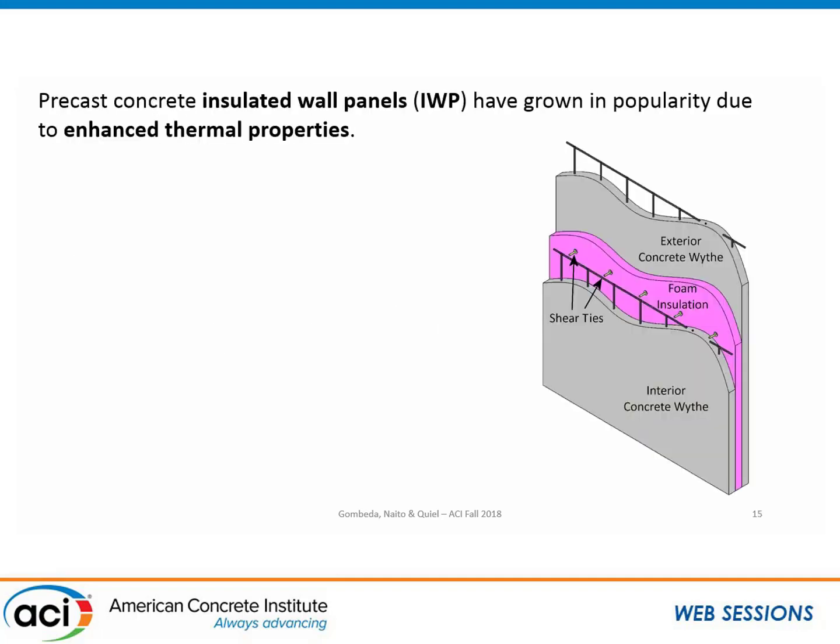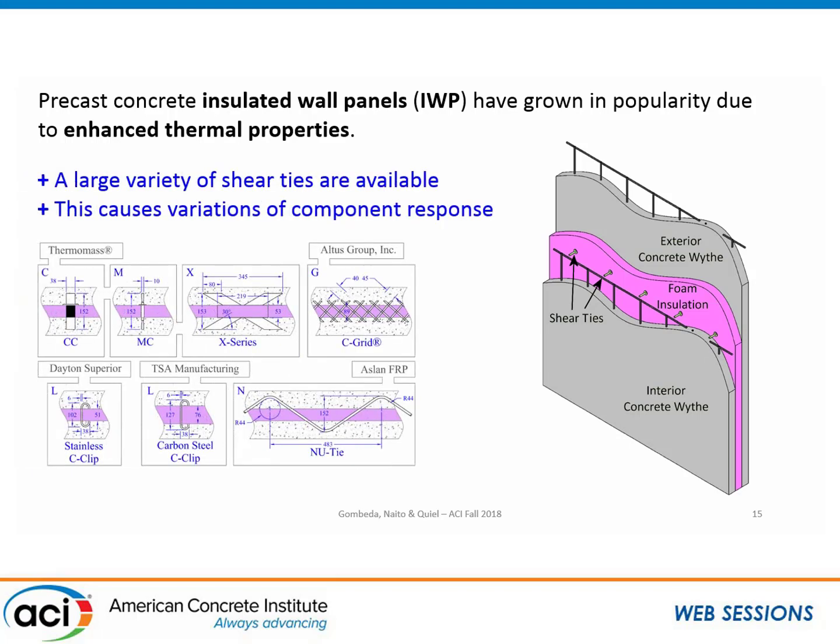So just as an example, an insulated wall panel is pretty straightforward. The important thing here is that there's a wythe, right? There's foam insulation, and we need shear ties to tie the structure together. And there's a bunch of different shear ties, right? There are many different manufacturers, with many different stiffnesses, different design requirements, things like that.